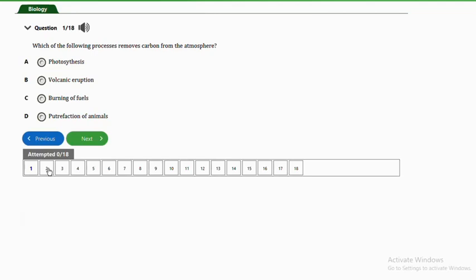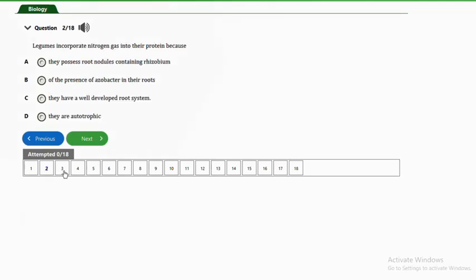So guys, the answer to this question is option A, and that's photosynthesis. Photosynthesis actually helps to remove carbon from the atmosphere due to the fact that carbon dioxide is used in the process of photosynthesis, which the carbon dioxide is used up and then oxygen is produced. So this process helps to remove carbon from the atmosphere. So let's look at the next question, guys, and that's question number 2.